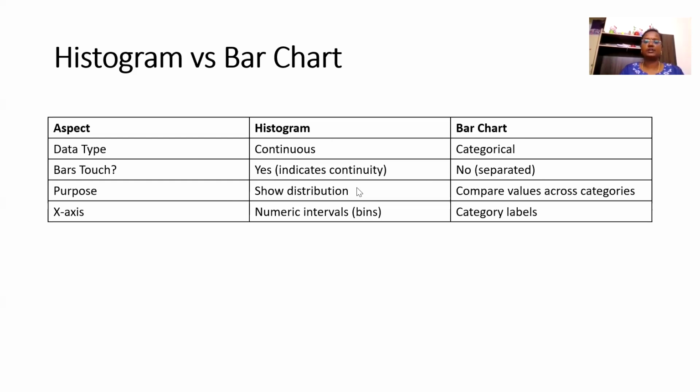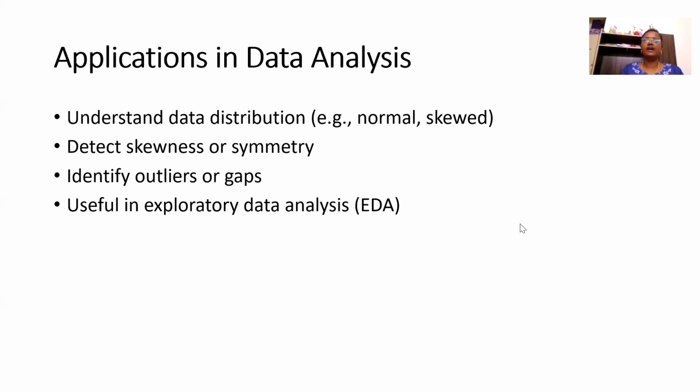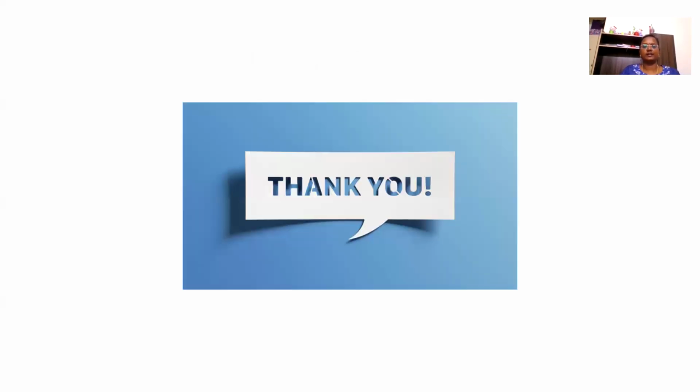The purpose of the histogram is to show the distribution. The bar chart compares values across categories. In the histogram, the x-axis has numeric values, that is, the bins. Here we have categorical values. We apply the histogram to understand data distribution, detect skewness or symmetry, and identify outliers or gaps. This is useful in exploratory data analysis.